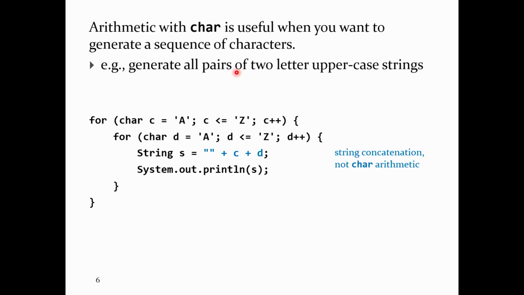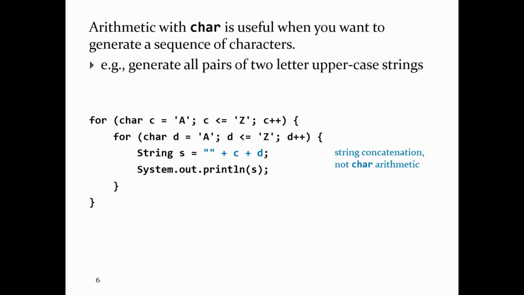So for example, if I want to generate all pairs of uppercase English letters, I can use a loop. My first loop starts at A and goes up to and including, so less than or equal to, uppercase Z. Turns out Z is greater than A. Each time through the loop, I can add to C, so I can advance it to the next character.